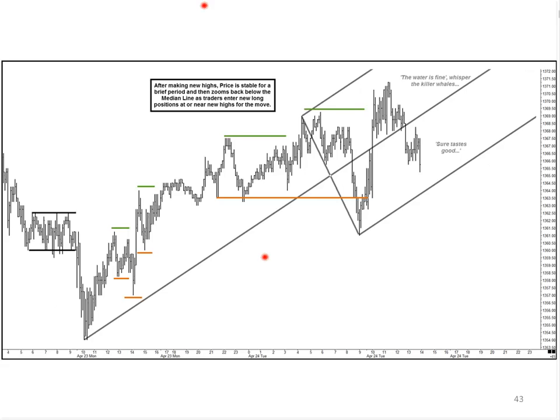Let's go back and take a look. Ooh, look. The water's fine, whispers the killer whales. We break below the median line. We zoom it. Sure tastes good. The whales are eating the guppy food, aren't they? Pushed it over the cliff.